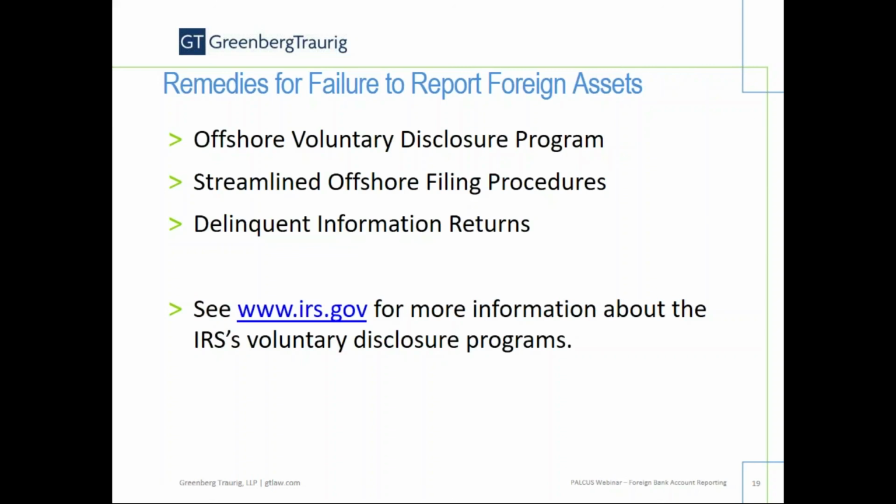In the streamlined program, the domestic one, if somebody is less willful or less culpable, they have to file only 3 years' worth of income tax returns and pay the tax as well, and a 20% negligence penalty on the tax. But the offshore penalty is 5% rather than 27.5%. And it's only on 6 years, not 8.